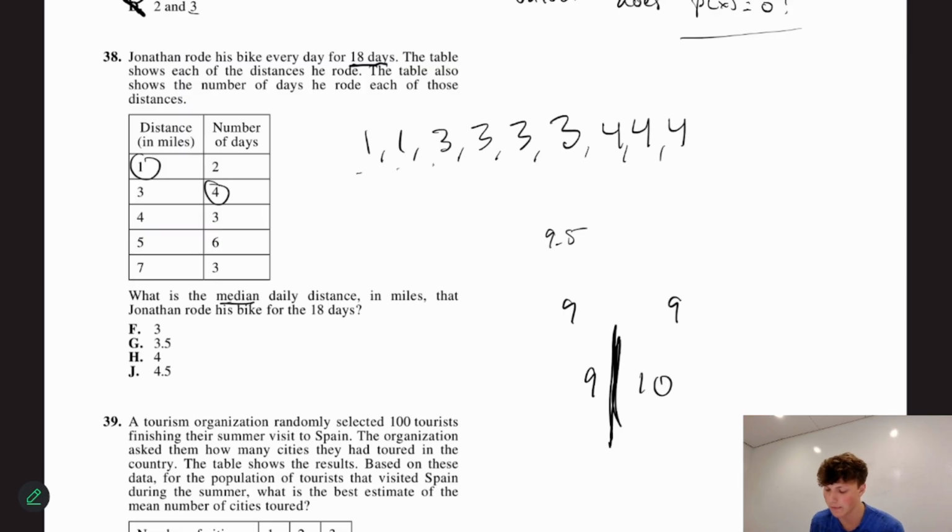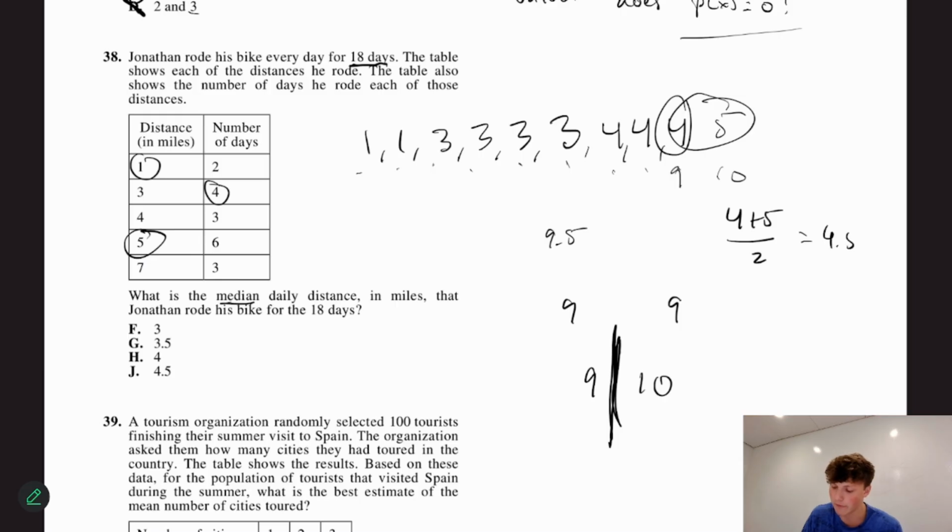1, 2, 3, 4, 5, 6, 7, 8, 9. So our 9th digit is 4, and that's the last one of the 4s, and then we have a 5. So the 5 is our 10th digit. So we take the average of these two middle terms. What's the average of 4 and 5? Well, 4 plus 5 divided by 2 is 4.5. So that's going to give me the median for our set of data.